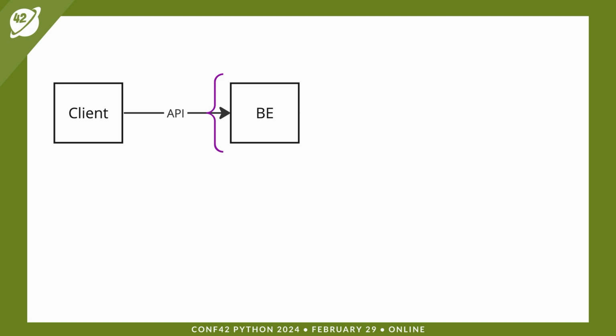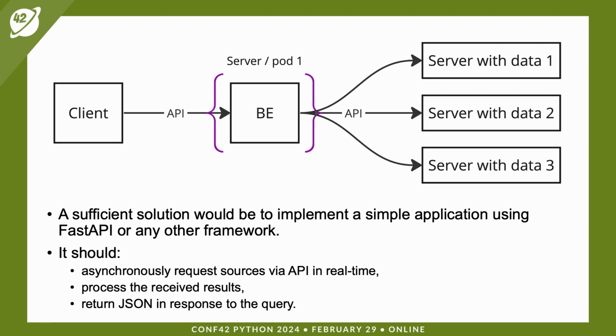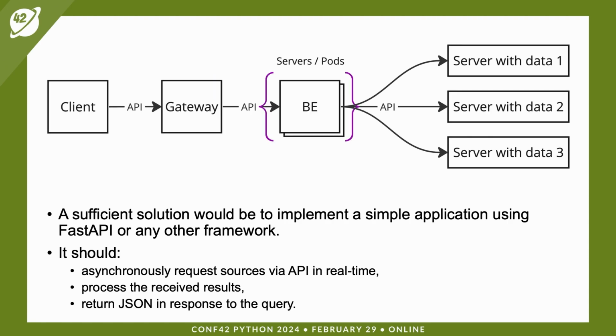The simplest implementation for such a task could be an application using Fast API or any other framework. This application in real time and asynchronously makes API requests to the specified sources. It processes the received results and returns JSON in response to the request. If needed, this implementation can scale through a gateway by increasing the number of workers. Such a solution would adequately meet the client's requirements.